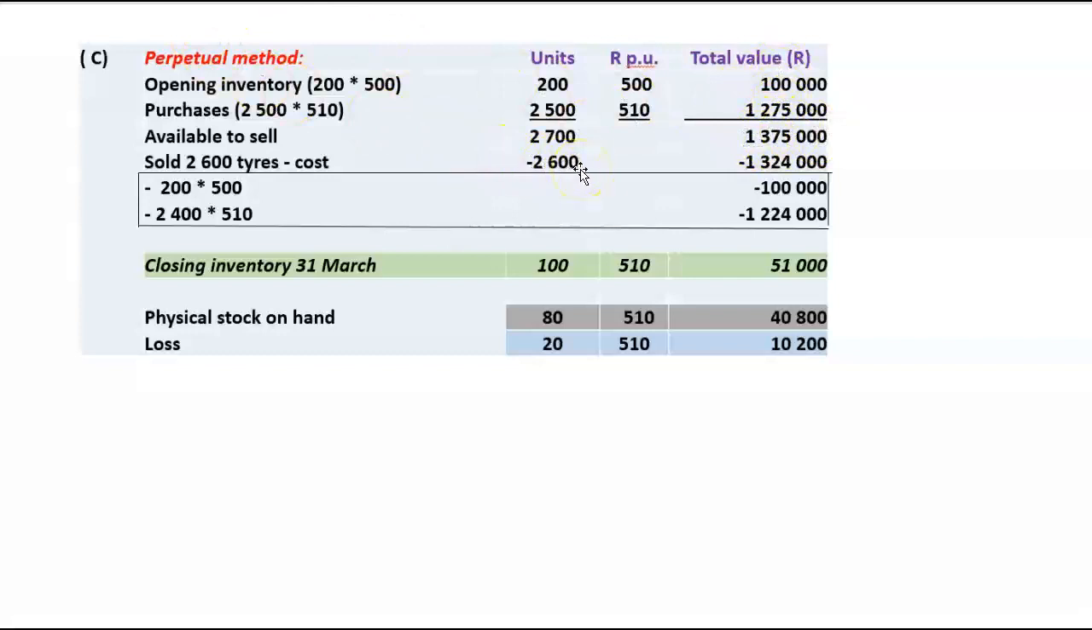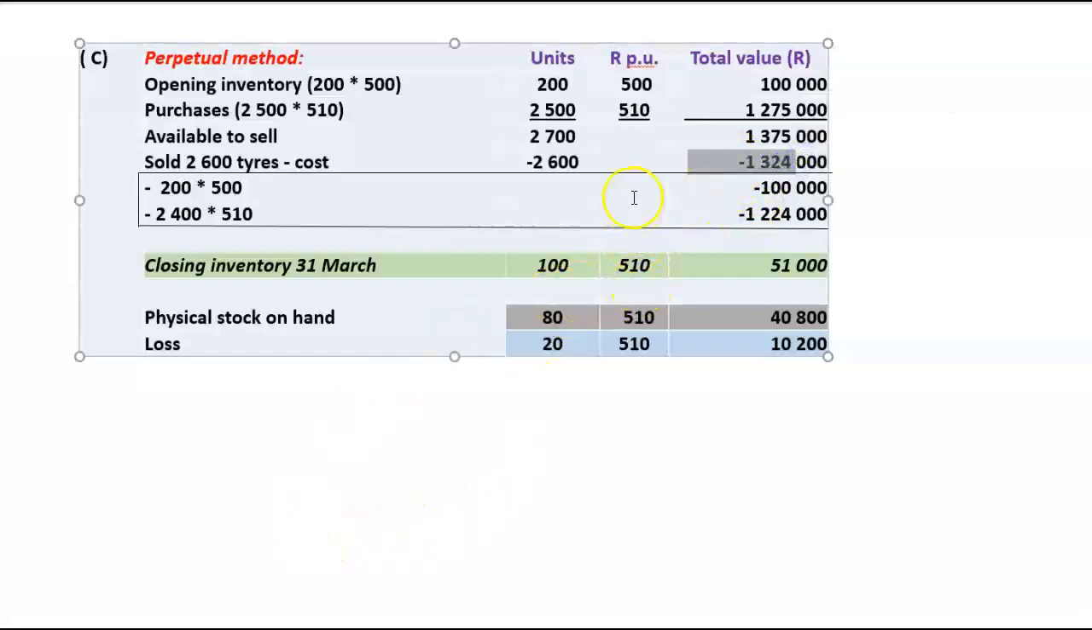When we sold 2,600 tyres based on the first in, first out method, we would have sold the first batch first. So we would have sold the 200 tyres at 500 Rand first. So that would have been the first ones going out of the door. 2,400 tyres of the second batch were also sold, and the cost price of that batch was 510 Rand per tyre. So 2,400 tyres at 510 Rand a tyre gives me 1,224,000. So the total cost of sales will be these two together, 1,324,000. Good.